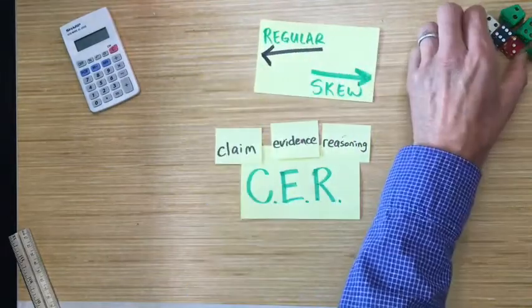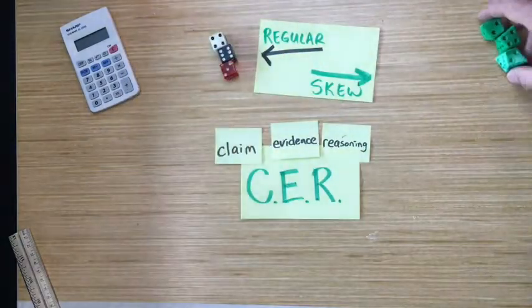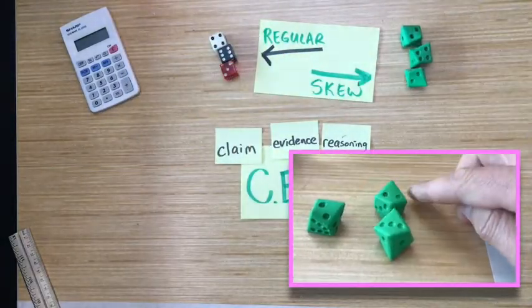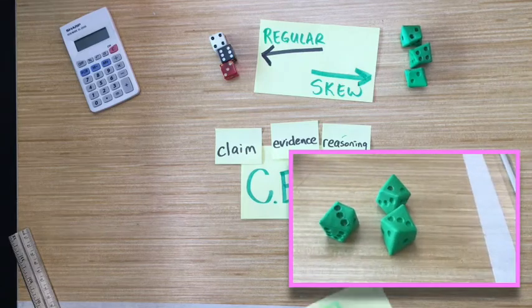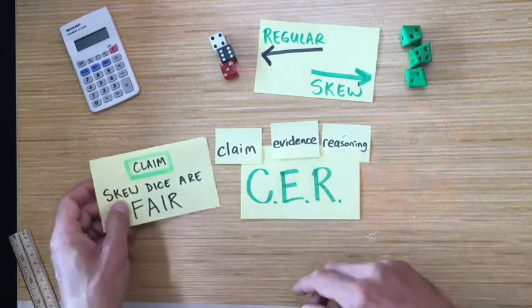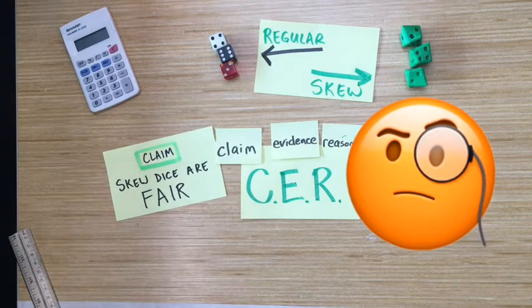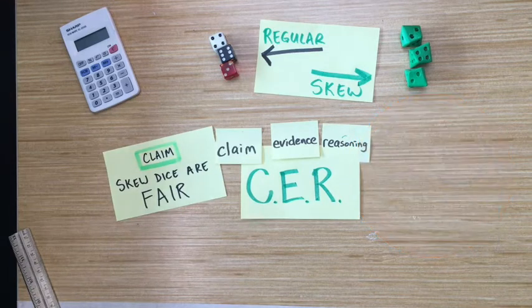Here are some regular dice, and here are some skew dice. I say to you, let's use these skew dice in our game. And you look at me and say, I don't think so. Those don't look fair to me. I claim these skew dice are fair. You claim they are not.